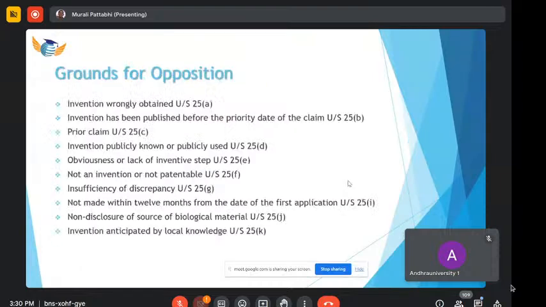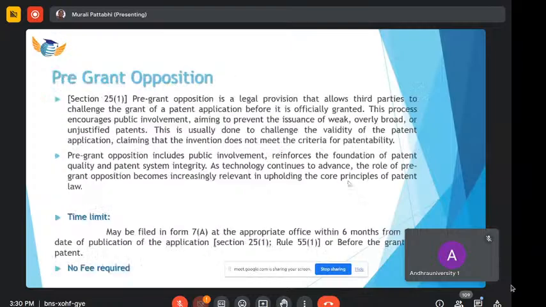There are some rules, grounds for opposition. These are some of them: the invention has been published before the priority date, you feel that it was wrongfully obtained, or it is an obvious thing. Sometimes the examiner might have granted by mistake. These are some of the conditions based on which you can oppose. Other than this, you cannot go for opposition. Only if something falls under these can you go for a post-grant opposition or pre-grant opposition.